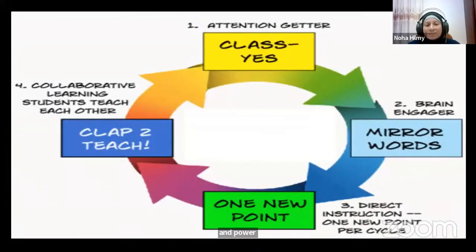So when it comes to the basics, they are simply 4. Number 1, the attention getter, or what we call class, yes. Number 2, the brain engager, or what we call mirror words. Number 3, one point at a time. And number 4, the collaborative learning, or what we call clap to teach and teach okay. So I promise you that this session is going to be a very highly interactive one. Get ready.